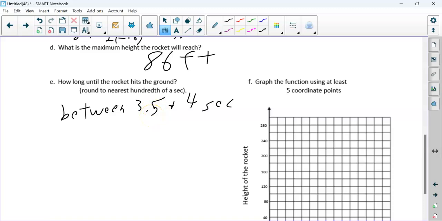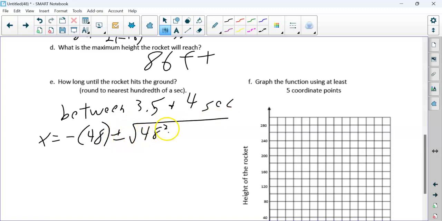But to find out the exact number, we're going to use the quadratic formula. X equals the opposite of b, which we said was 48, plus or minus the square root of b squared minus 4 times a times c, all over 2a.